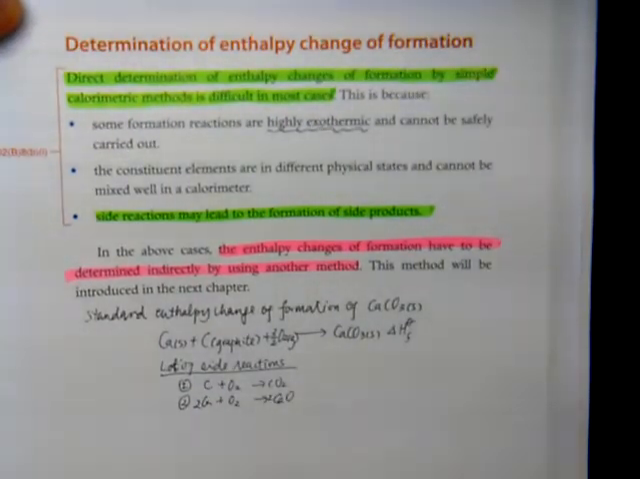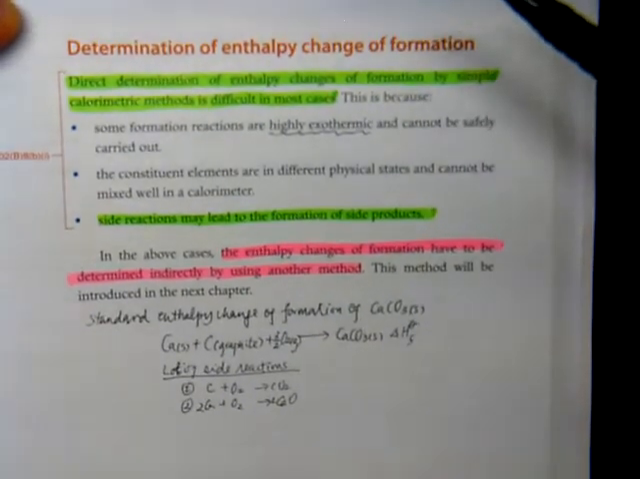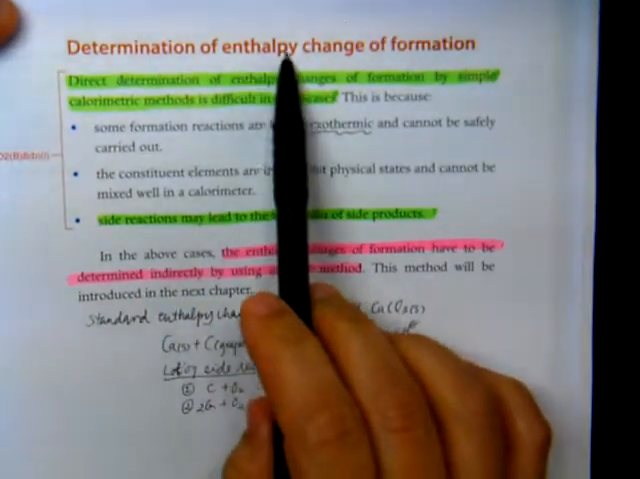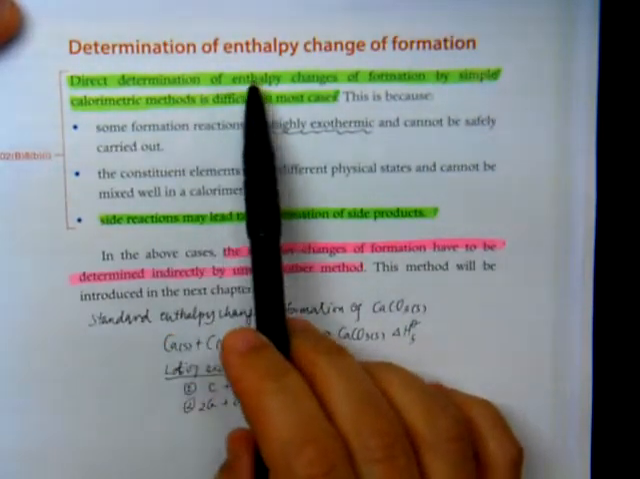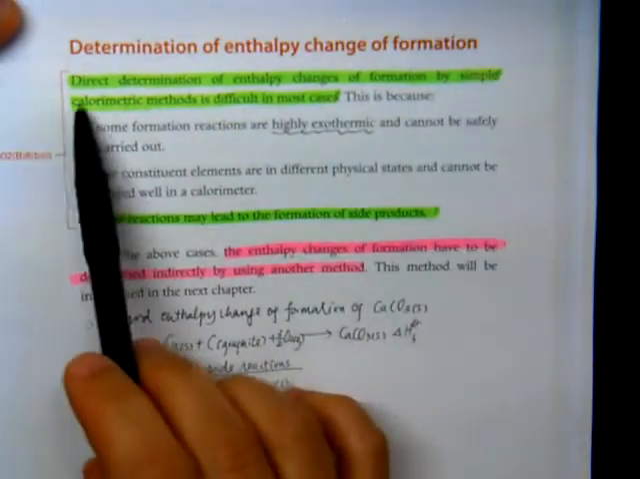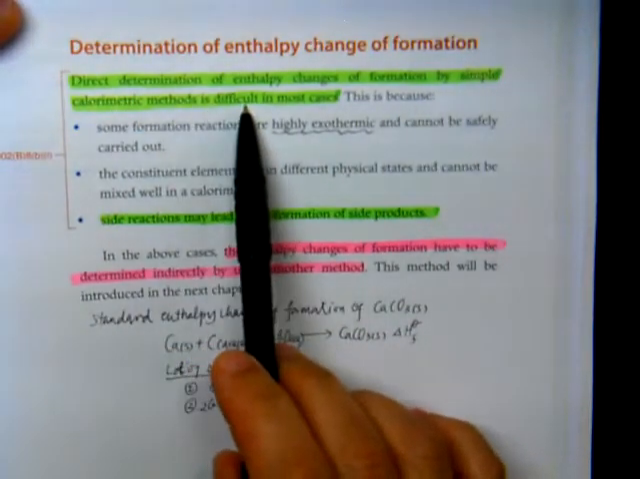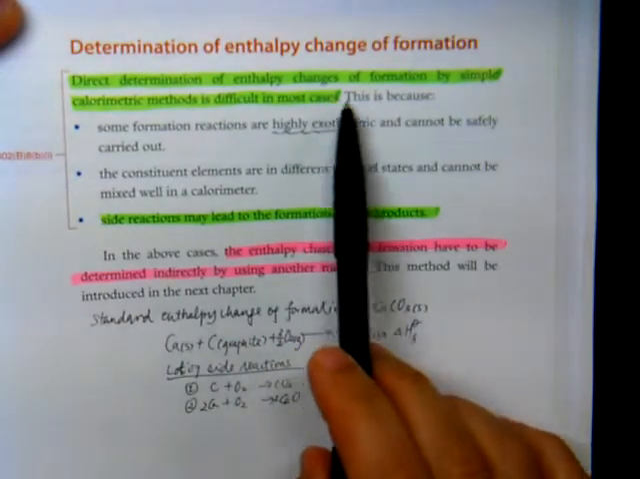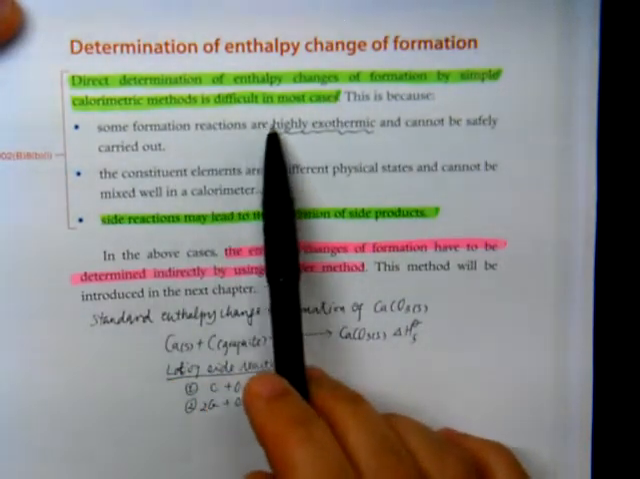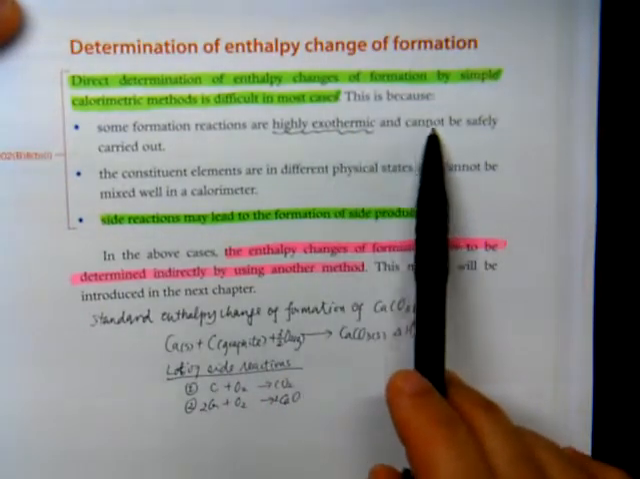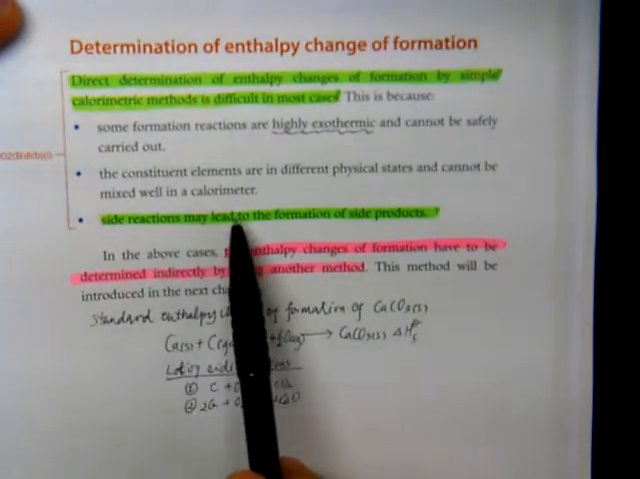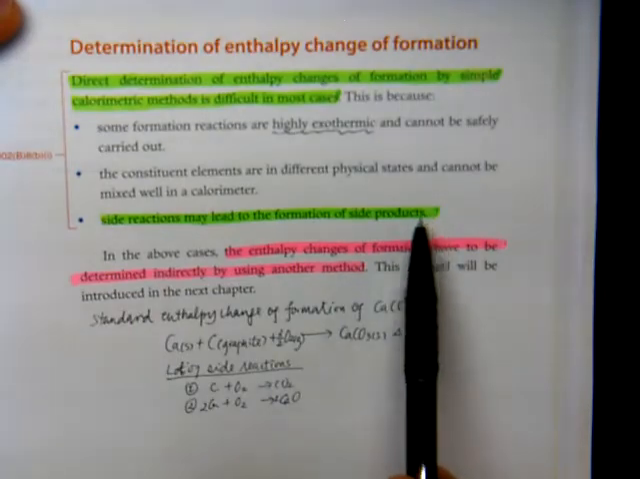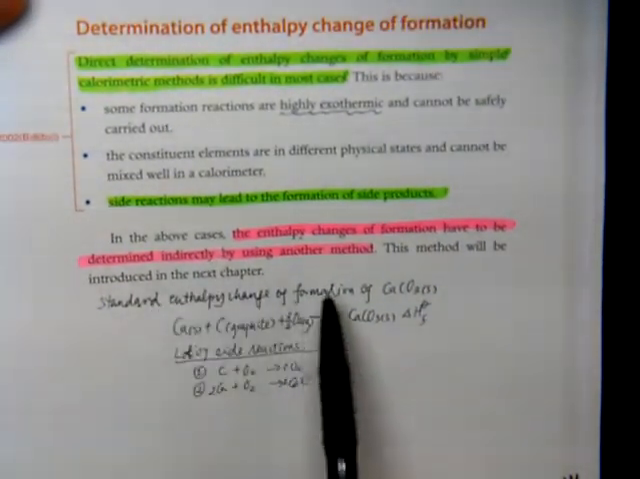Now please turn back to chapter 34, page 23. Let's have a revision. It's about the determination of enthalpy change of formation. Direct determination of enthalpy changes of formation by simple calorimetric methods is difficult in most cases. It is because some formation reactions are highly exothermic and cannot be safely carried out. And another one, side reactions may lead to the formation of side products. I have already discussed this with you.